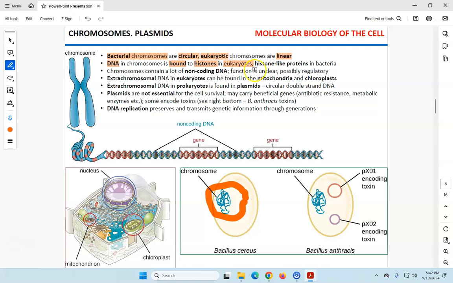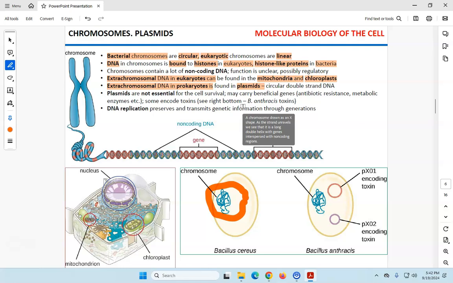Okay. And so-called histone-like proteins in bacteria. So basically, if I ask you in what form DNA exists, genomic DNA, chromosome, it is DNA bound to proteins. Understand where extrachromosomal DNA is in eukaryotes and in prokaryotes. In eukaryotes, mitochondria, chloroplasts; in prokaryotes, plasmids.